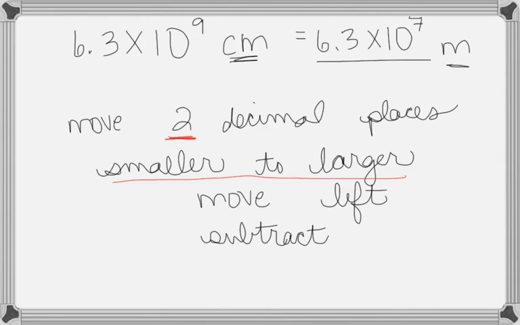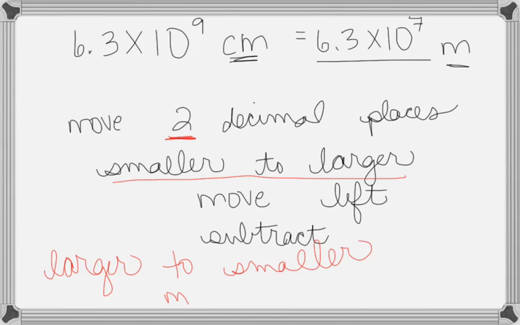Smaller to larger is always move left, subtract. What would larger to smaller look like? Move right and add to the exponent. Right. If it was larger to smaller, then those statements would say move right and add. And you just have to know those and be comfortable with those statements and how they apply to different units.